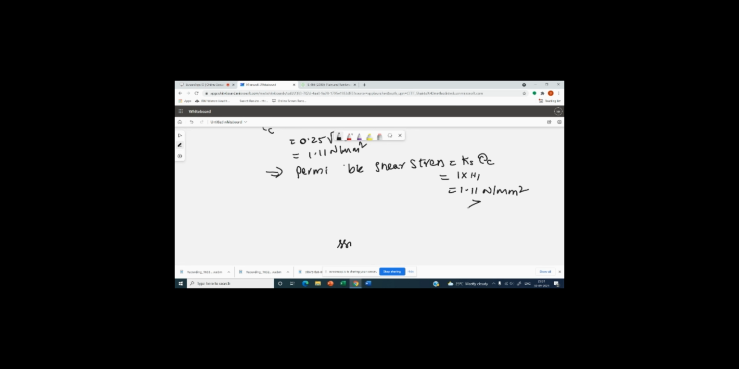Okay. So this is more than 0.49, that is tau v. So the slab is safe in two-way shear. This is the only check required here. So with this the design is completed. Okay. Bye everyone.